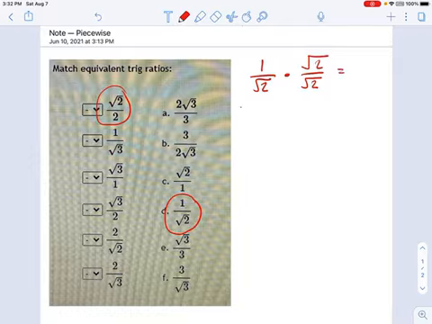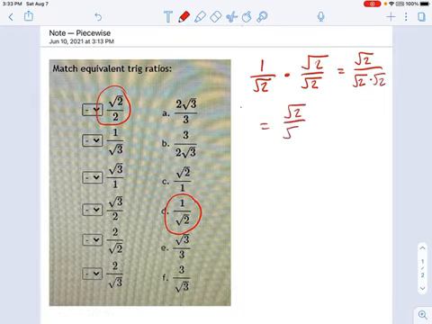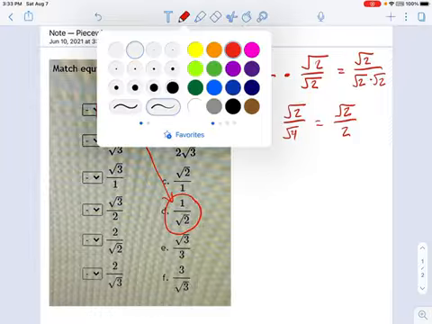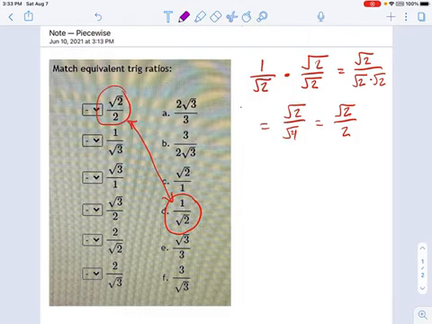What this becomes is square root of 2 over square root of 2 times square root of 2, right? And that's just square root of 2 divided by square root of 4, and that's just square root of 2 divided by 2. Okay, so you see how I just converted from one form to the other. So using that same technique, we should be able to draw some equivalence lines between a lot of these things.